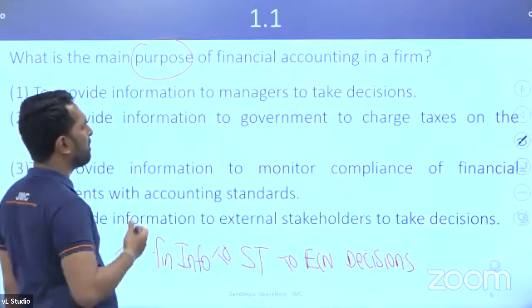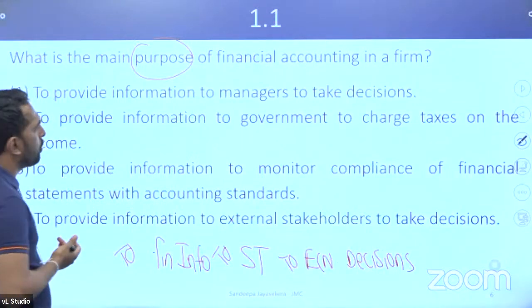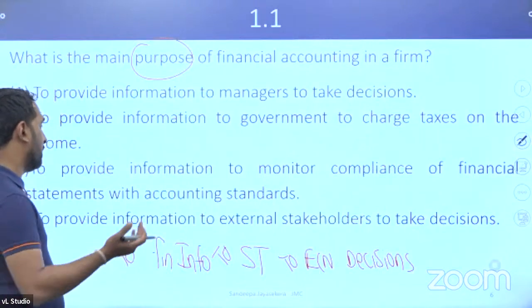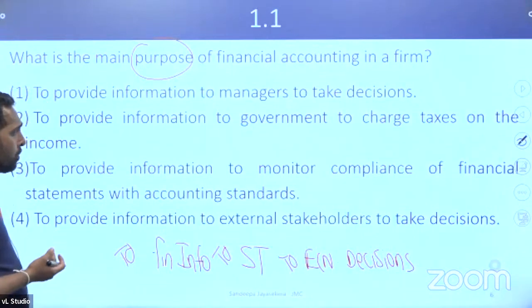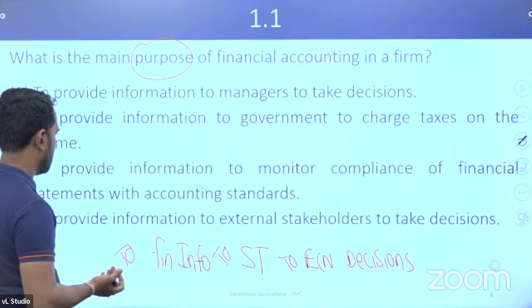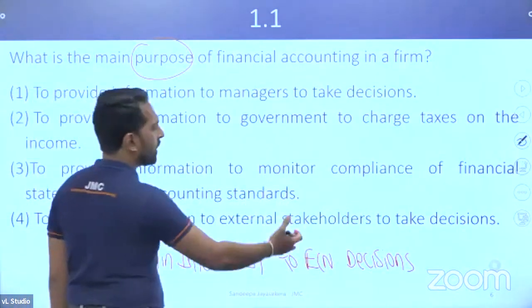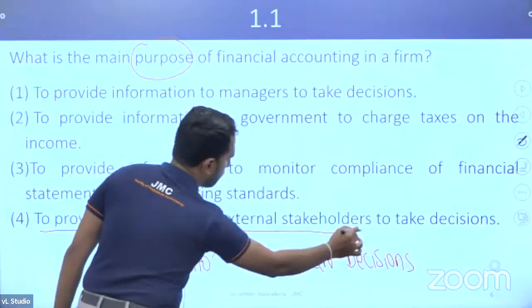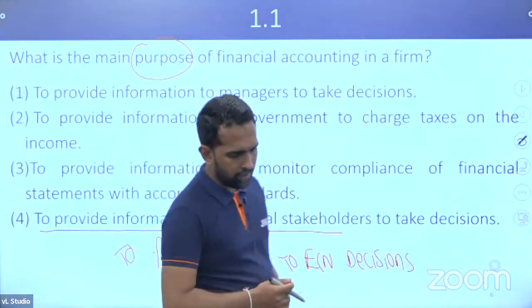To provide information to the managers to take decisions, that's about management accounting. No? To provide information to the government to charge taxes. Okay, we provide information to the government, but that's not the main purpose. To provide information to monitor compliance. Right, that is also not there. To provide information to external stakeholders to take decisions. That is more likely. So for the first one, the correct answer is the 4th answer, right?